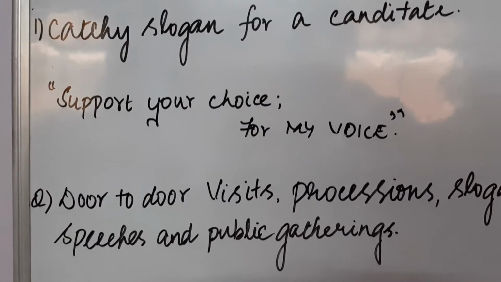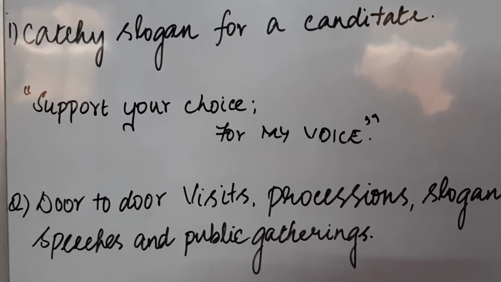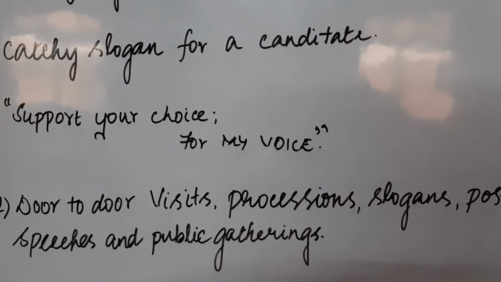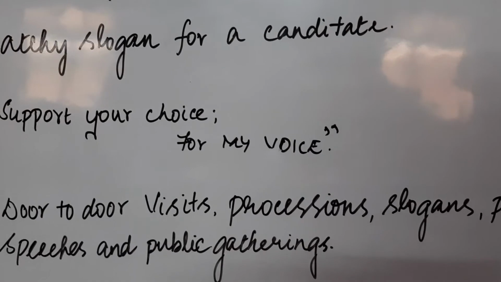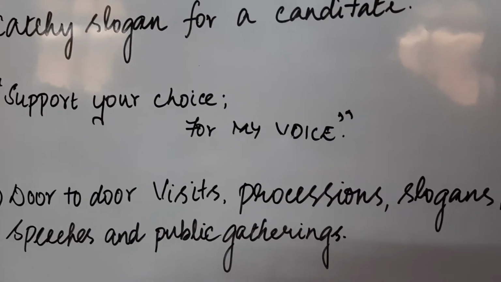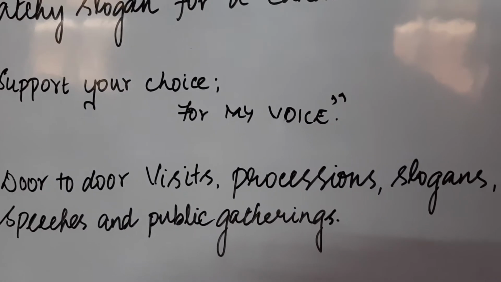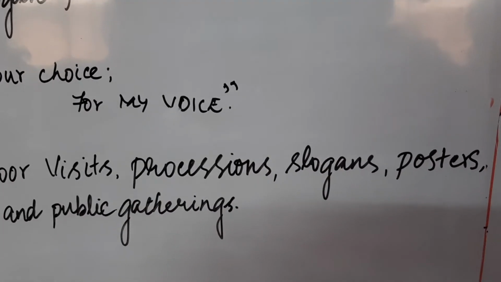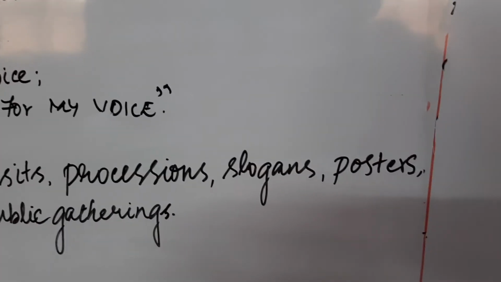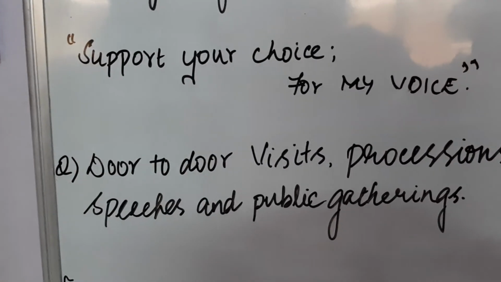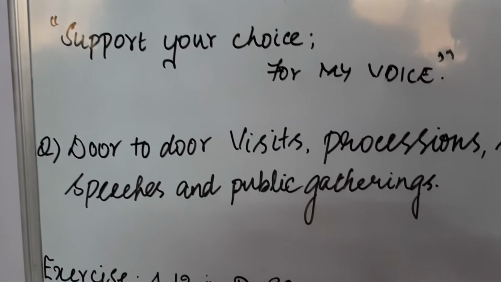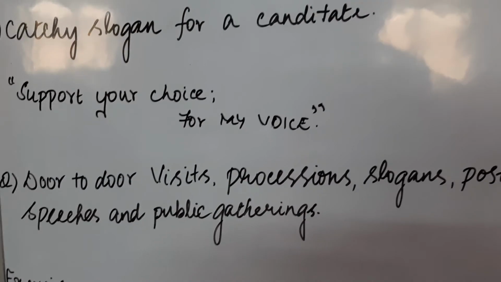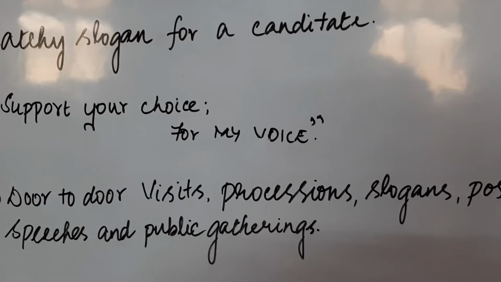So moving on to the next, they have given some options. These are a few options for how a candidate can do campaigning. Door to door visits: a candidate can go door to door and meet the people directly, or he can conduct processions, or he can put up slogans, he can make posters and banners, and he can give massive speeches, and through public gatherings he can do campaigning. So these are the different ways a candidate can do campaigning.